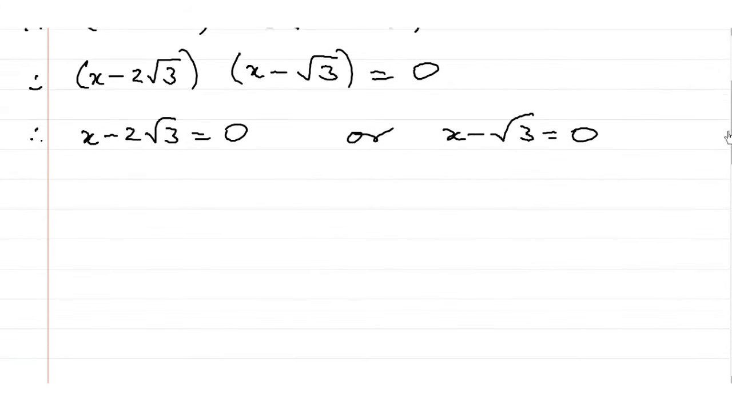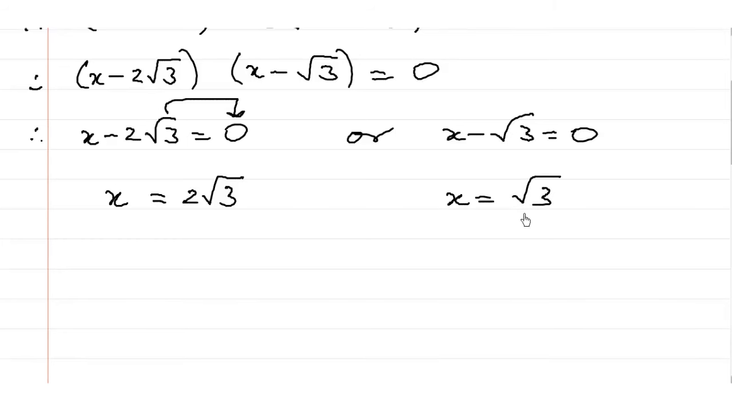So minus 2 square root of 3 comes on this side, becomes 2 square root of 3. It becomes positive, and this also becomes positive. The negative square root of 3 comes on this side and becomes plus square root of 3.